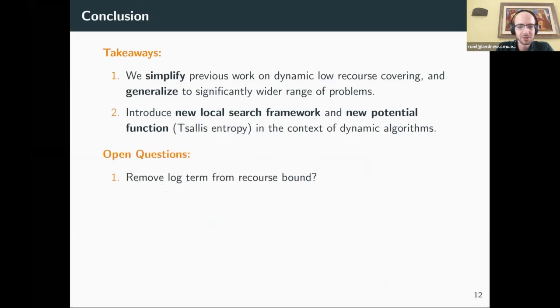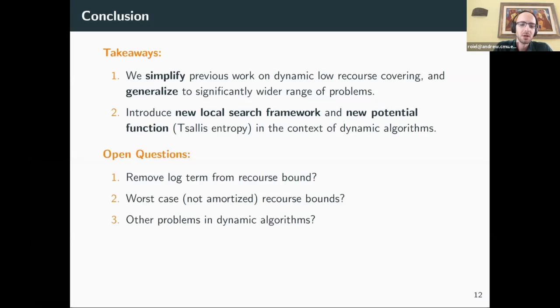So there's a bunch of open questions. First and foremost, I'd love to remove the log term from the recourse bound that I sort of believe is an artifact of the analysis. Can one give worst case as opposed to amortized recourse bounds? So the bounds that I showed you are amortized. Can one apply this, as I mentioned, to other problems in dynamic algorithms? And finally, is there an update time variant that makes sense to consider for this problem?